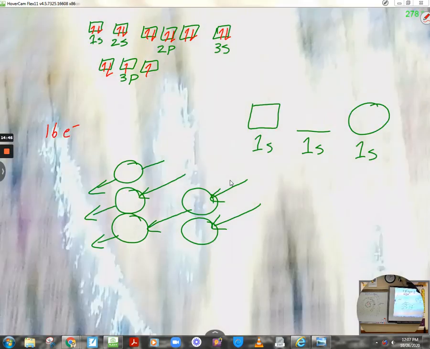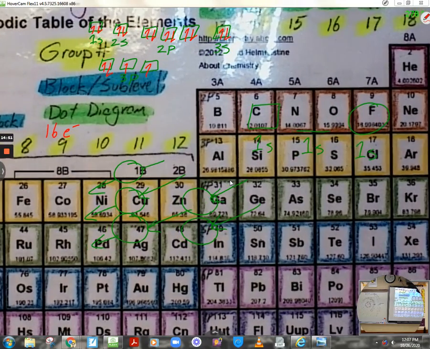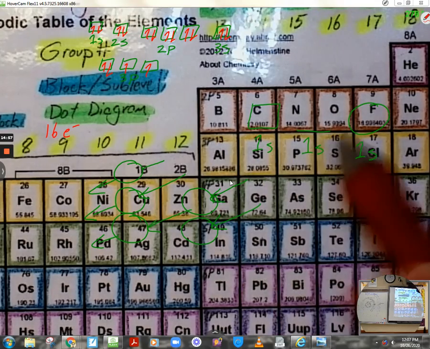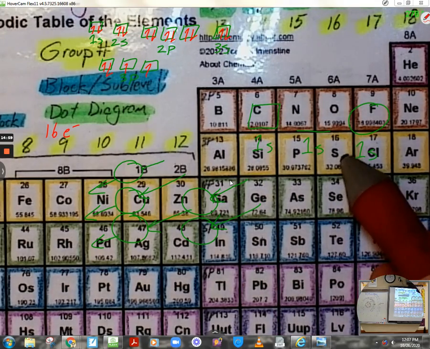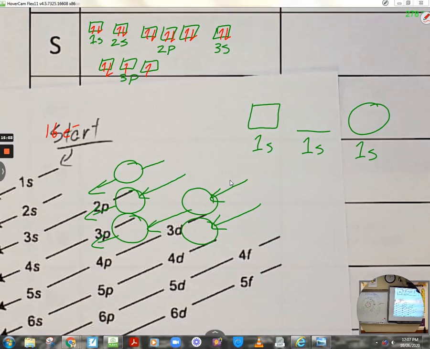I find sulfur on the periodic table. It's in energy level 3, which you can't see there. It's in the p block. And how far over in the p block is it? 4. So there's 4 electrons in my 3p, and that's how this ends up. Okay?